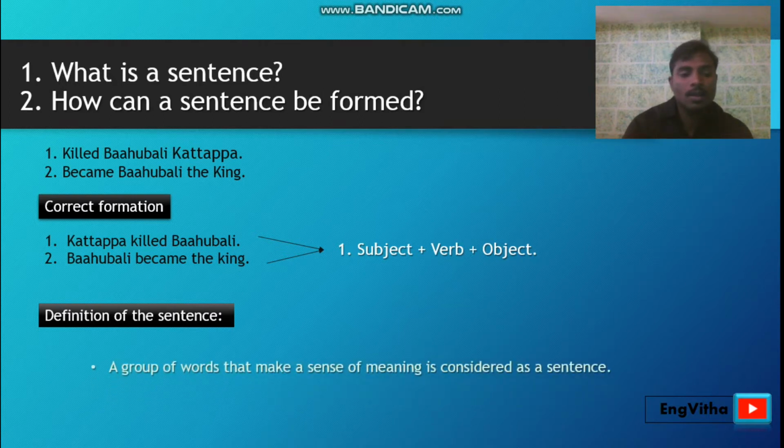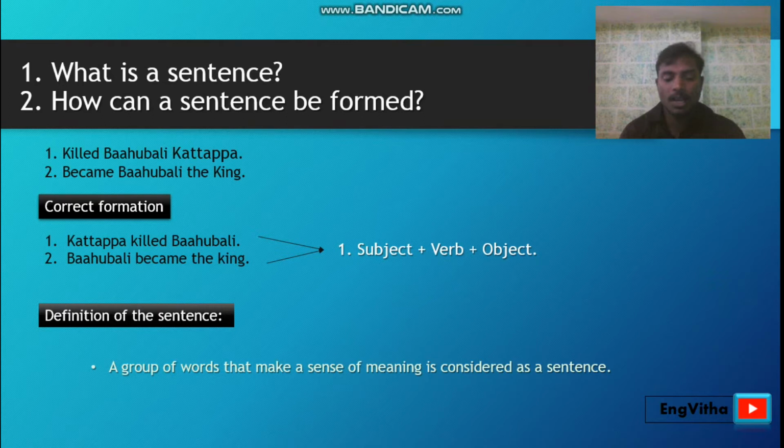Let us look at it. A group of words that make a sense of meaning is considered as a sentence. So in detail, Kattappa killed Bahubali. It is a group of words and makes a meaning, that is, Bahubali was killed by Kattappa. So here you can clearly understand that Bahubali died. So that message can be conveyed through this sentence. So any sentence which has a group of words, and that group of words must be in the form of the above pattern, subject plus verb plus object, then it should make a complete meaning for understanding the people. So this is how a sentence can be formed.